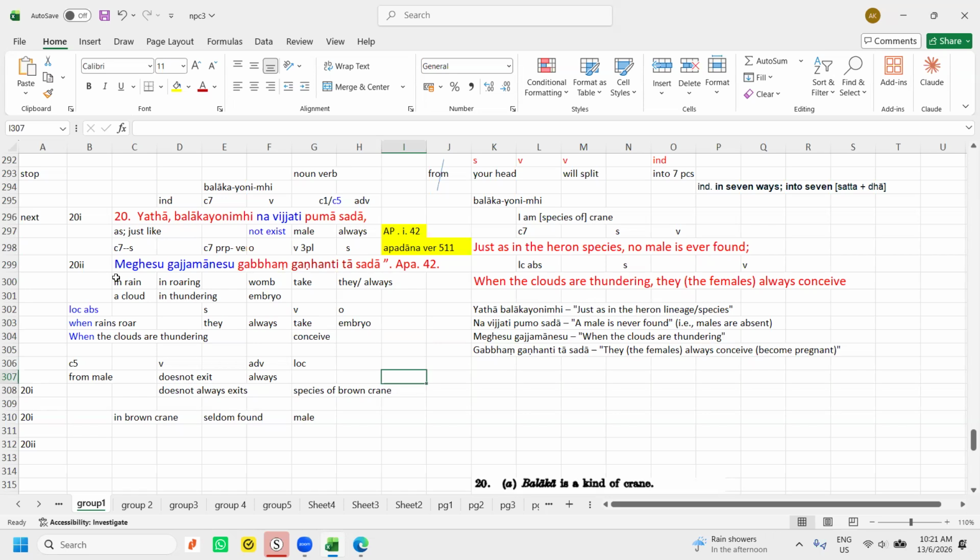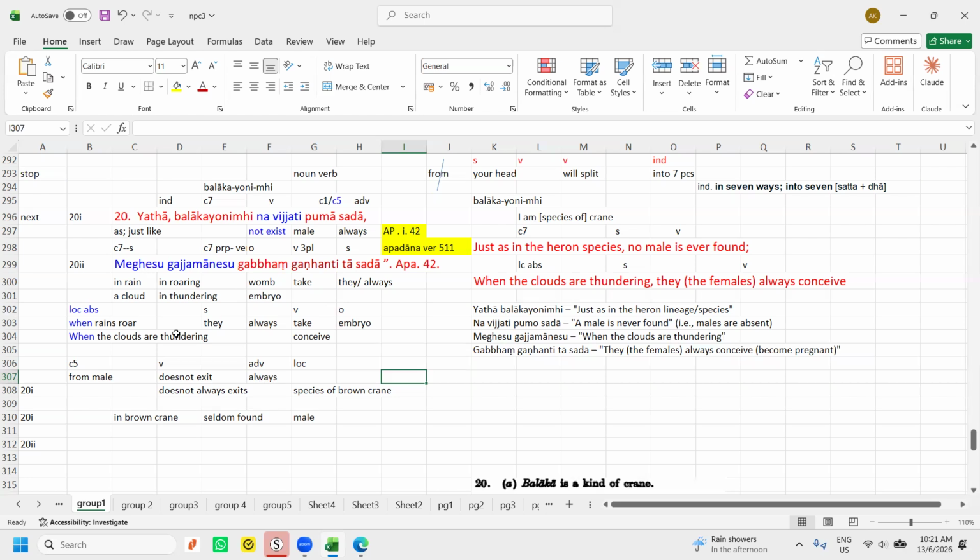So that means this part has no problem. What is it trying to imply? During a raining season, usually this species of crane, they were made lah. This is what they were made.